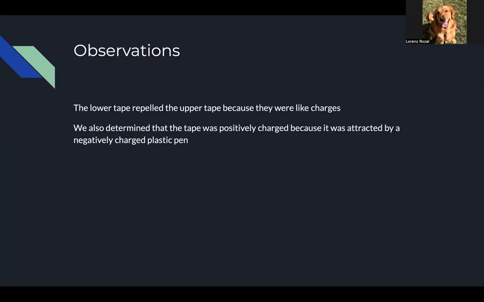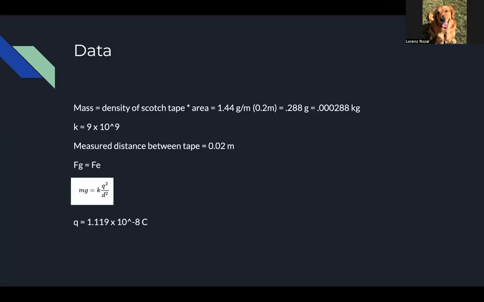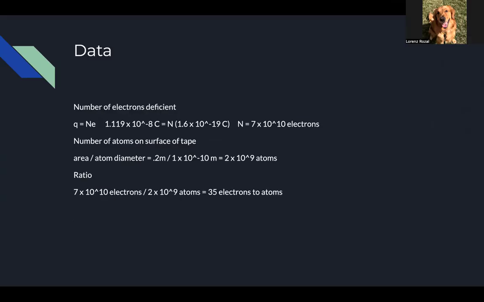We determined that the tape was positively charged because it was attracted by a negatively charged plastic pen in the previous experiment. For our data, we calculated the mass by searching up the density of Scotch tape and then multiplying by the area. We had the K value, which is 1 over 4 pi epsilon naught. Then we measured the distance between the tapes at which they repelled, which is 0.02 meters. We set the force of gravity equal to the electric force in order to calculate the charge value, which is 1.119 times 10 to the negative 8 coulombs.